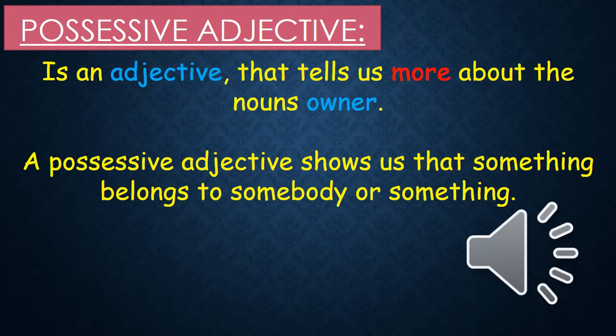So, boys and girls, in today's lesson we're speaking about a possessive adjective. A possessive adjective is an adjective that tells us more about the noun's owner. So, basically, a possessive adjective shows us that something belongs to somebody or maybe even something.